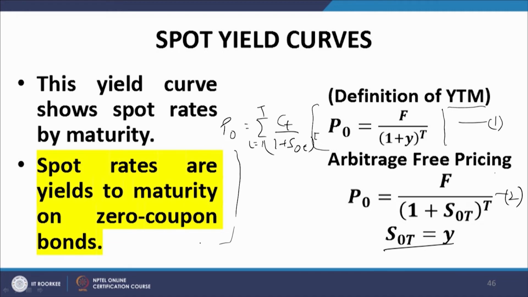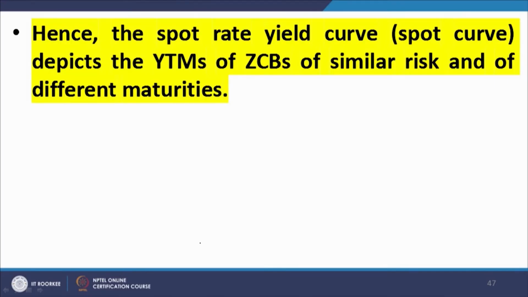And what are spot yield curves? Spot yield curves give you the plot of various spot rates corresponding to different maturities. The maturities are along the x axis and the corresponding spot rates are along the y axis. Hence, the spot rate yield curve depicts the YTMs of 0 coupon bonds of similar risk and of different maturities. Similar risk, but different maturities.